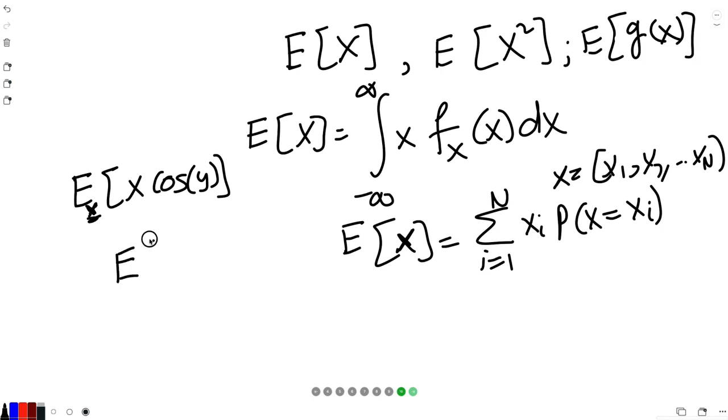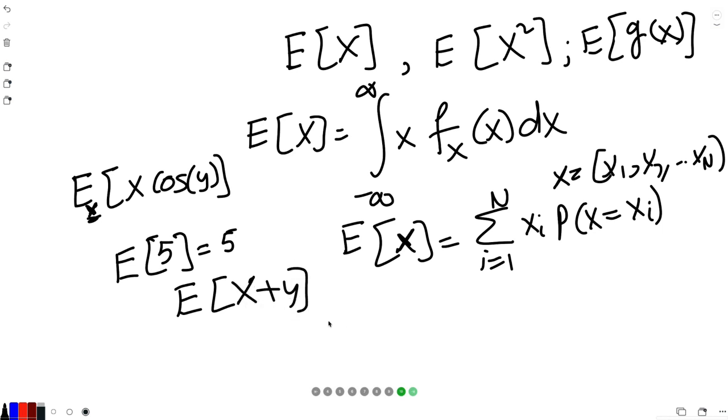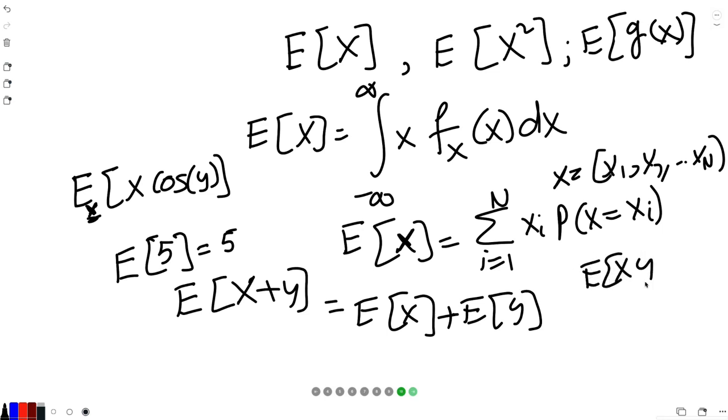Usually the expectation of any deterministic number, for example the expectation of 5, equals 5; it will not change. Also, the expectation is a linear operation. So if you have the expectation of X plus Y, and both are random variables, then this equals the expectation of X plus the expectation of Y. But the expectation of X times Y in general does not equal the expectation of X times the expectation of Y, unless in the very specific case when X and Y are independent. If X and Y are independent, then it can be done.